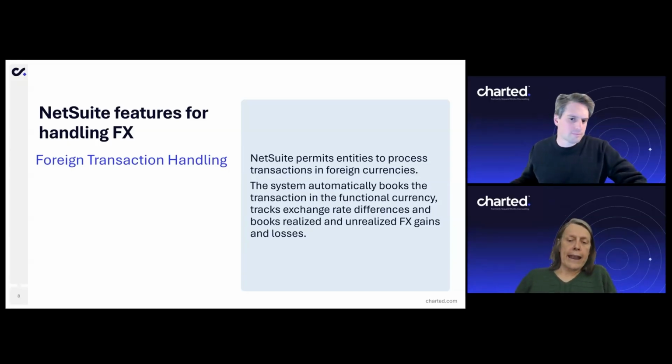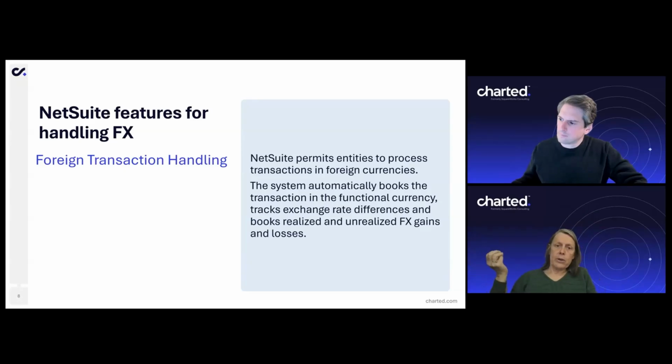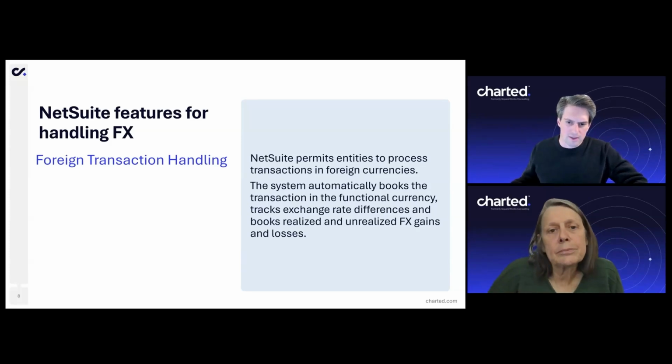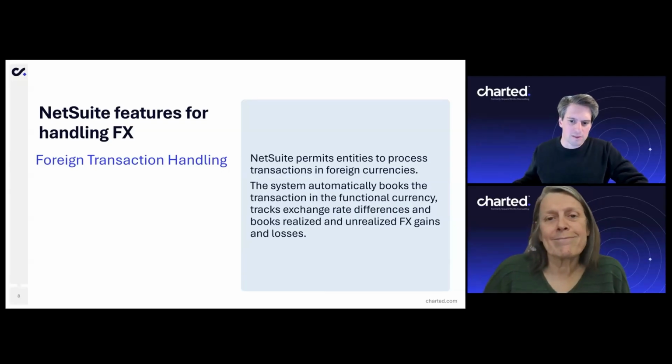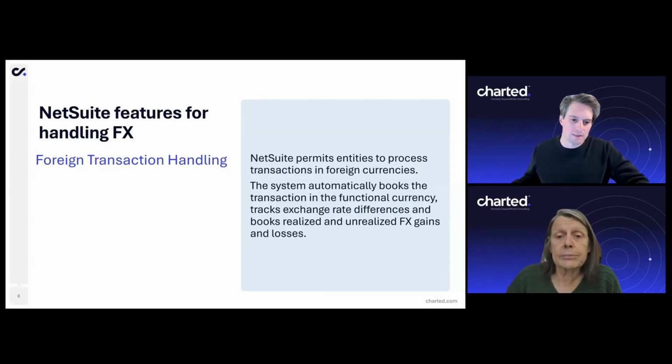Any questions on handling foreign currency transactions? This seems to be where people get flummoxed. There's one around paying a transaction that is in a different currency than the transaction was booked in. How does... Yeah, so that's the hard part.